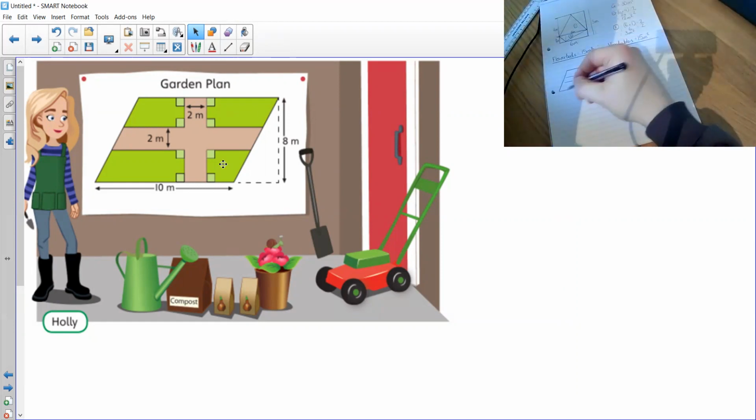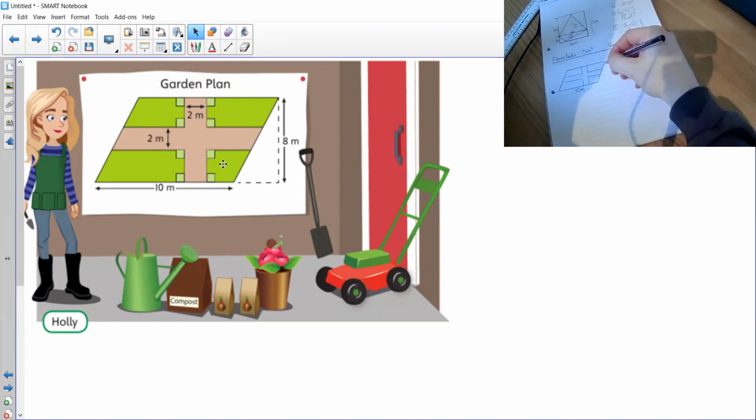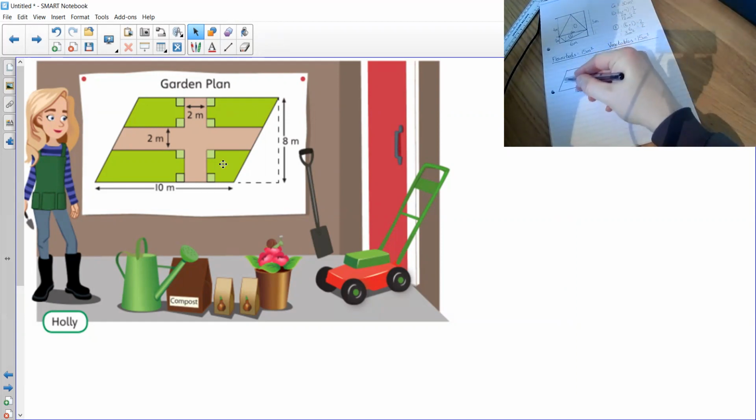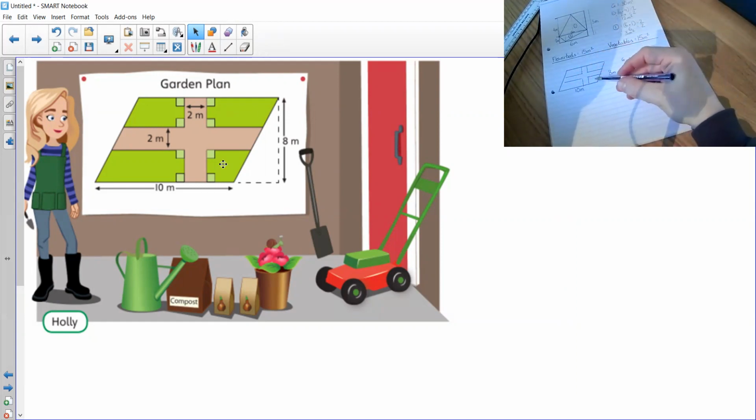So we've been told that that is 10 meters going all the way across. And we've also been told the perpendicular height here is 8 meters. But what's the whole thing? I'll put G for garden again. The whole thing is 8 times 10, which is 80 meters squared. It's a parallelogram, I can see that. I know how to work out the area of a parallelogram now. Done. That's the whole thing.